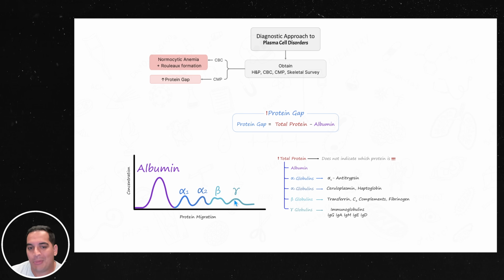So how do I really determine that? I'd have to get an SPEP. If my protein gap is elevated and I've got some of these other problems, I would actually take the time to go ahead and order an SPEP. So that's what I want you guys to remember: it just tells me that protein's elevated. It just doesn't tell me which one. And that's what I've got to figure out, because this could be the thing that's raising my total protein. I just don't know that off of a protein gap on its own.